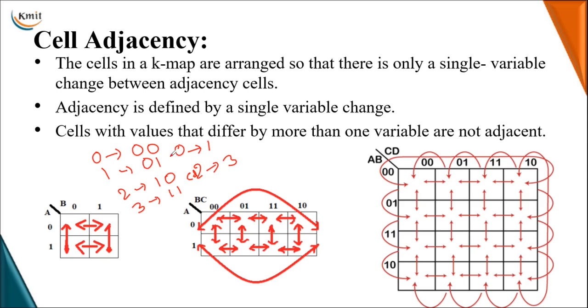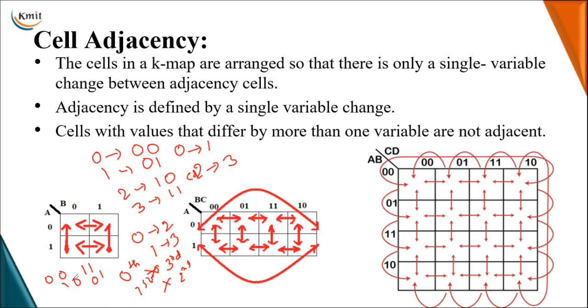So your square 2 is adjacent to square 3. Next, in the same manner column-wise, your 0th cell is also adjacent to 2, and your first cell is also adjacent to 3. But the 0th cell is not at all adjacent to the third cell, and the first cell is not at all adjacent to the second cell, since the 0th cell is 0, 0, the third cell is 1, 1, the second cell is 1, 0, and the first cell is 0, 1.